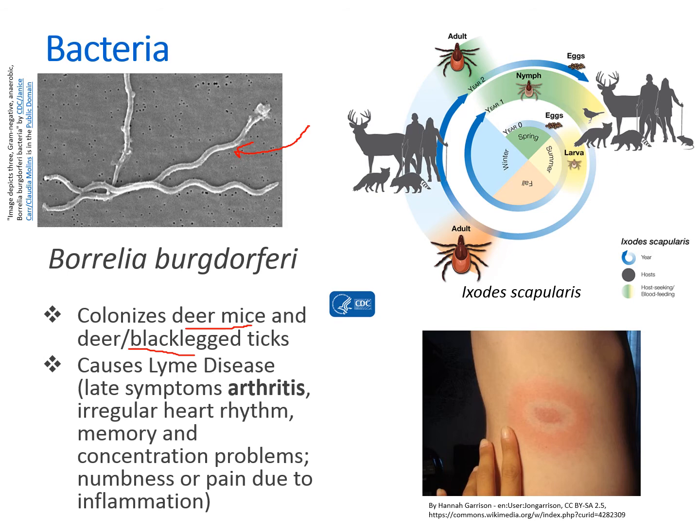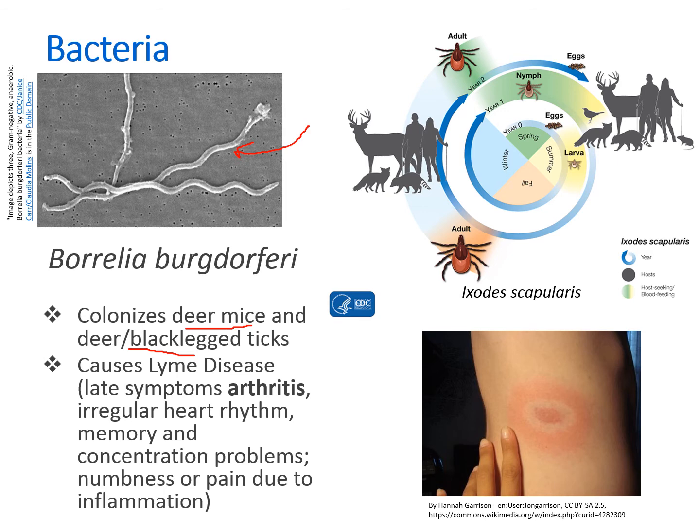Ticks have a very strange life cycle. They go through 3 stages of development, but to move from one stage to another, they must take a blood meal. When that blood comes from a Lyme-infected deer mouse or other organism, the tick becomes infected and then transmits the bacterium to each organism it bites after that point.